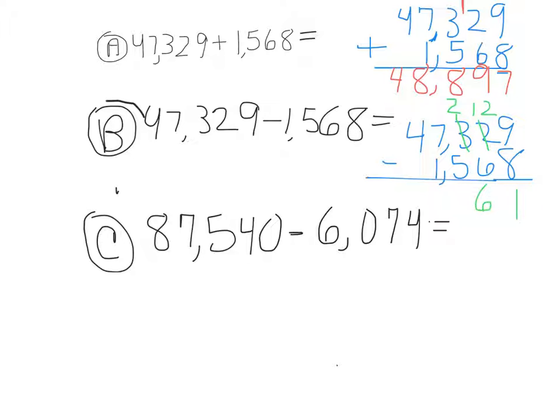2 take away 5, oh, I need to borrow again. So I'm going to regroup. I'm going to take away one of the thousands and add on 10 100s. So my 2 becomes a 12 hundreds now. So 12 take away 7 is 5. 5 take away 1, I'm sorry, 6 take away 1 is 5. And then 4 take away nothing.